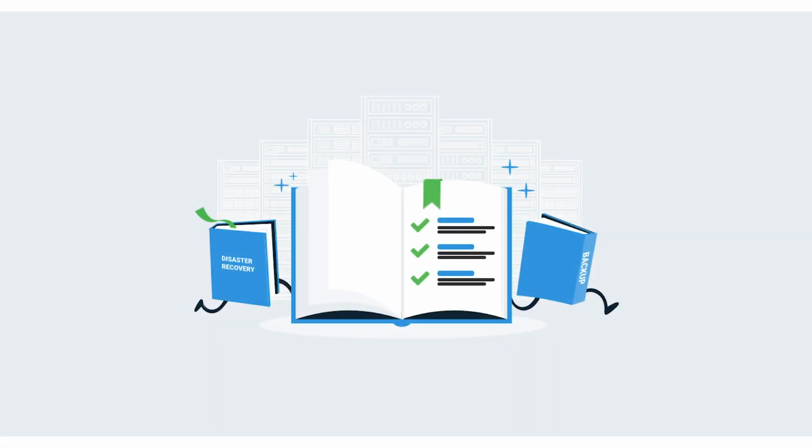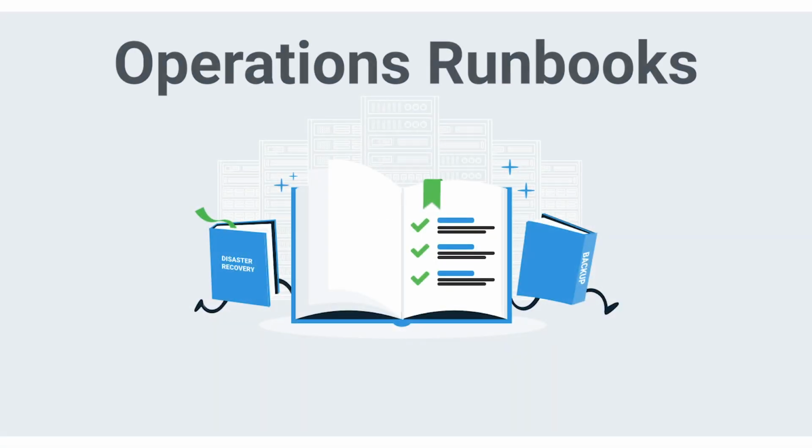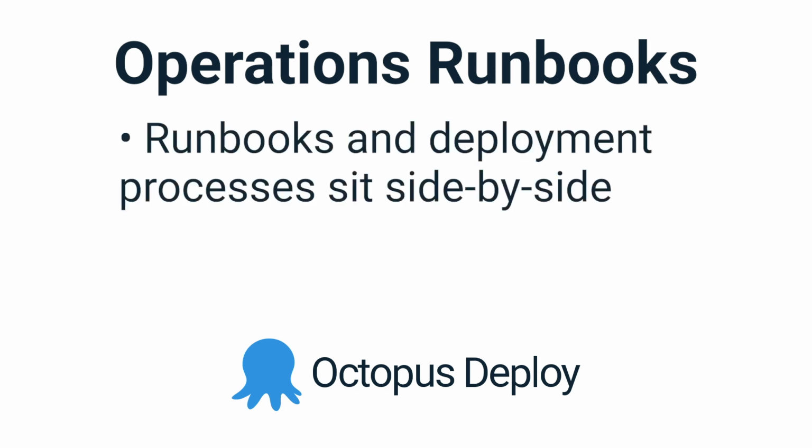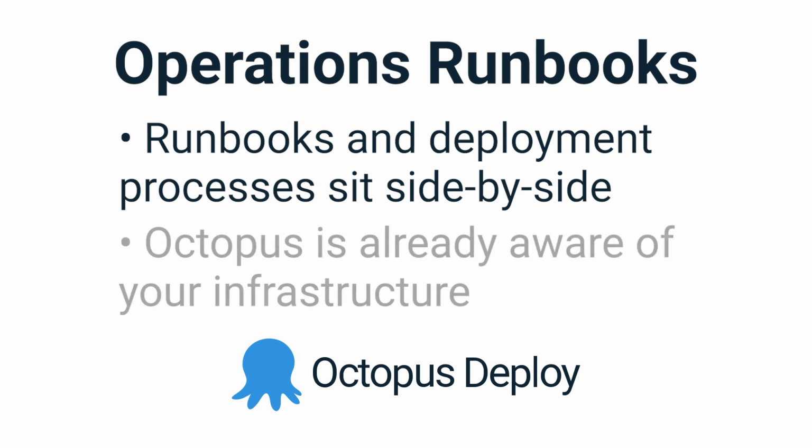So let's review what we've seen today. We executed a runbook to recover a crashed website, and we saw a number of other example runbooks to help with routine and emergency operations tasks. Using Octopus for our runbook automation brings some great advantages. Runbooks and deployment processes sit side by side. They can share configuration settings, secrets, step templates, scripts, and more. And runbooks are lightweight and easy to execute.